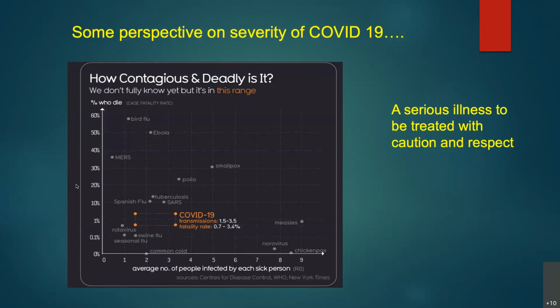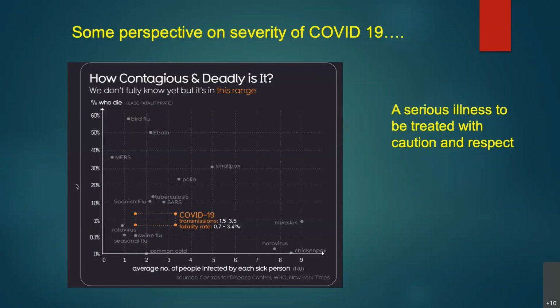with an estimated transmission, or R0, of between 1.5 and 3.5. Remember, we said it was around 2, which is kind of in the middle of that range, and a case fatality rate of between 0.7, which is probably on the low side, and 3.5, which may be a shade high.